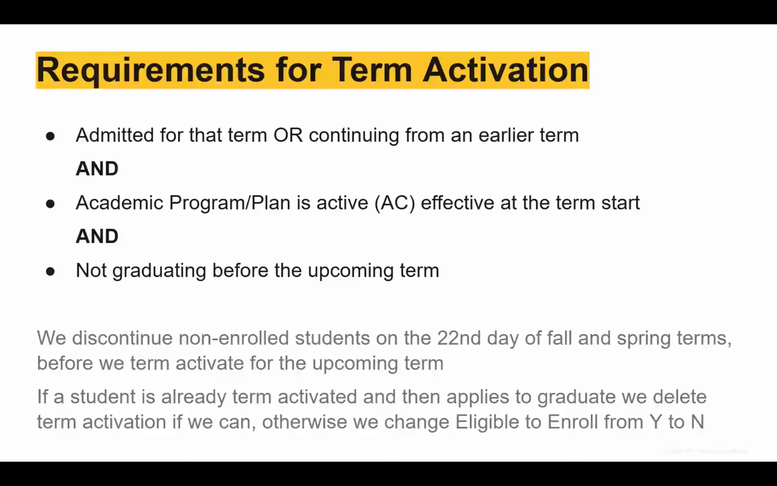So when we term activate, that record has to either be admitted for that term or they have to be continuing from a previous term. Their program plan stack has to be active as of the first day of the upcoming term. We can future date things, we do all the time. And they need to not have already applied to graduate before that term.